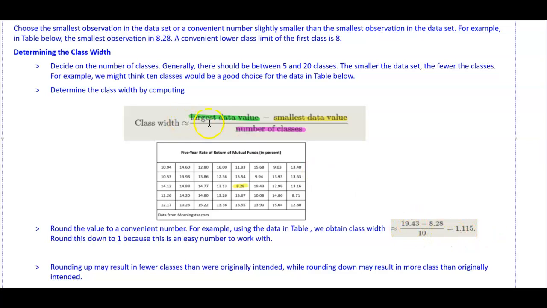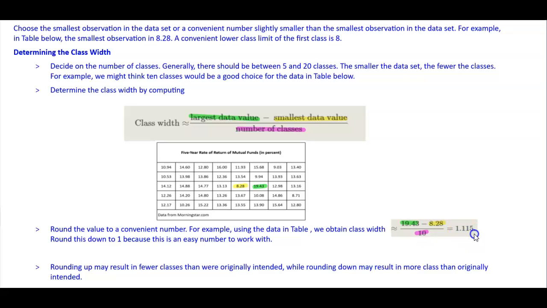We're going to take the largest data value, which is 19.43. That is the largest data value in the set. And then we're subtracting the smallest data value in the set, and then dividing it by the number of classes that we like. So if we take 19.43 minus 8.28 and divide it by 10, it's going to give us 1.115. Now we're going to round this down to 1 because this is an easy number to work with. Therefore, our class width is going to be 1, which is what we did. We end up getting 1 for the class width.